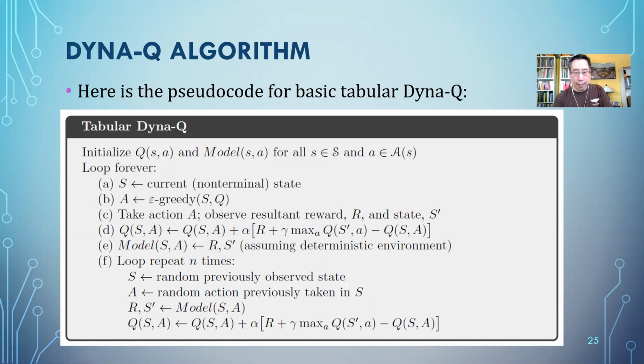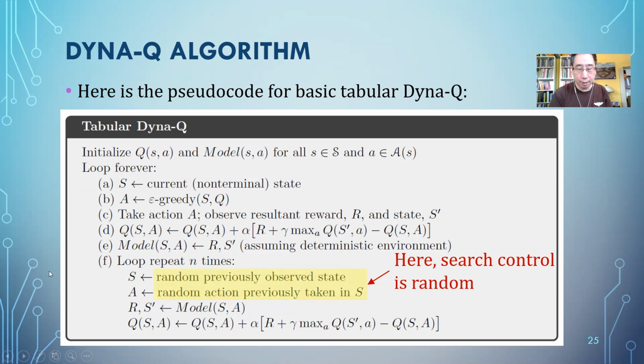So this Dyna algorithm is meant to be really simple. It's not particularly smart. And in particular, what you'll see here, the search control is just random. So what it's saying is we're following our policy in terms of interacting with the environment, but when we do planning, we're just randomly updating all sorts of different state action pairs without much intelligence. So this will change in the next couple slides as we talk about different things we can do.